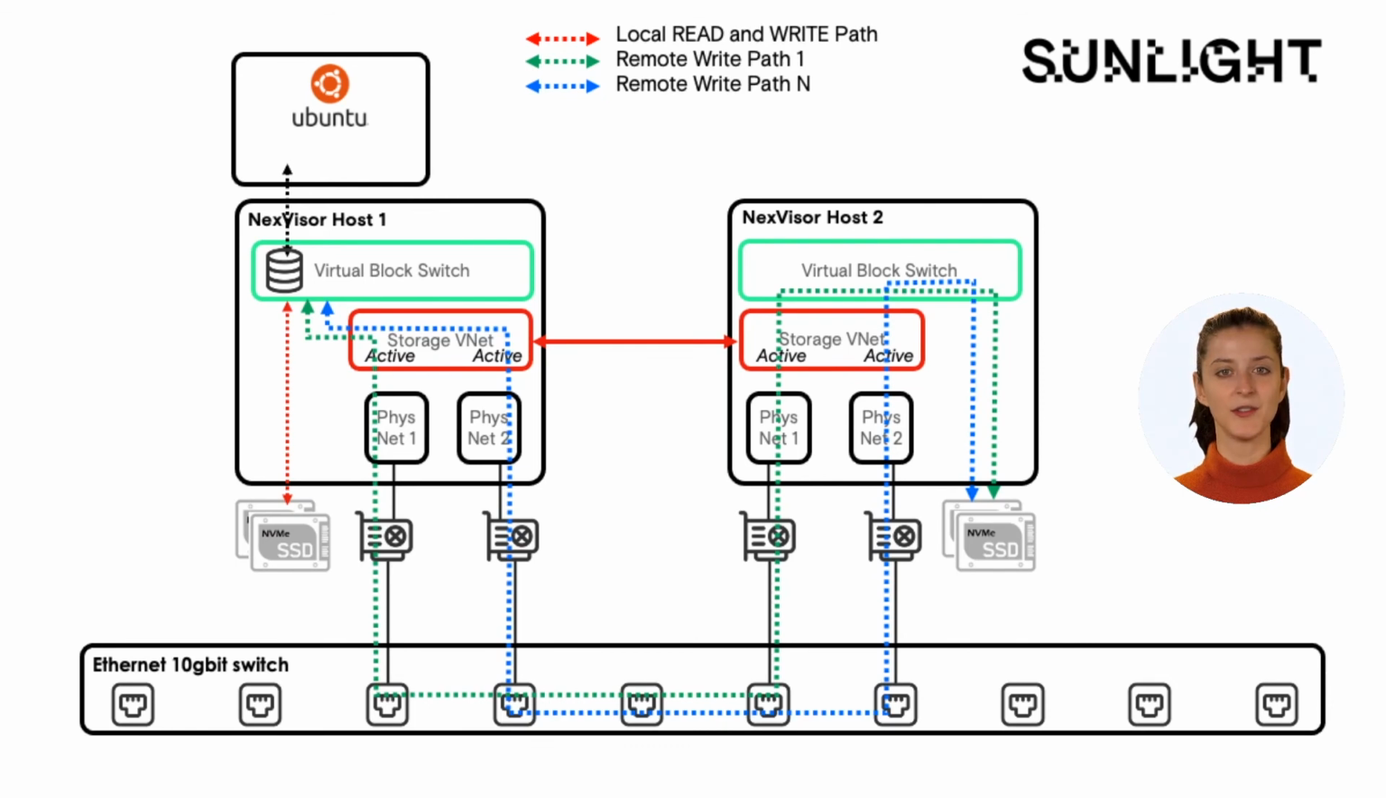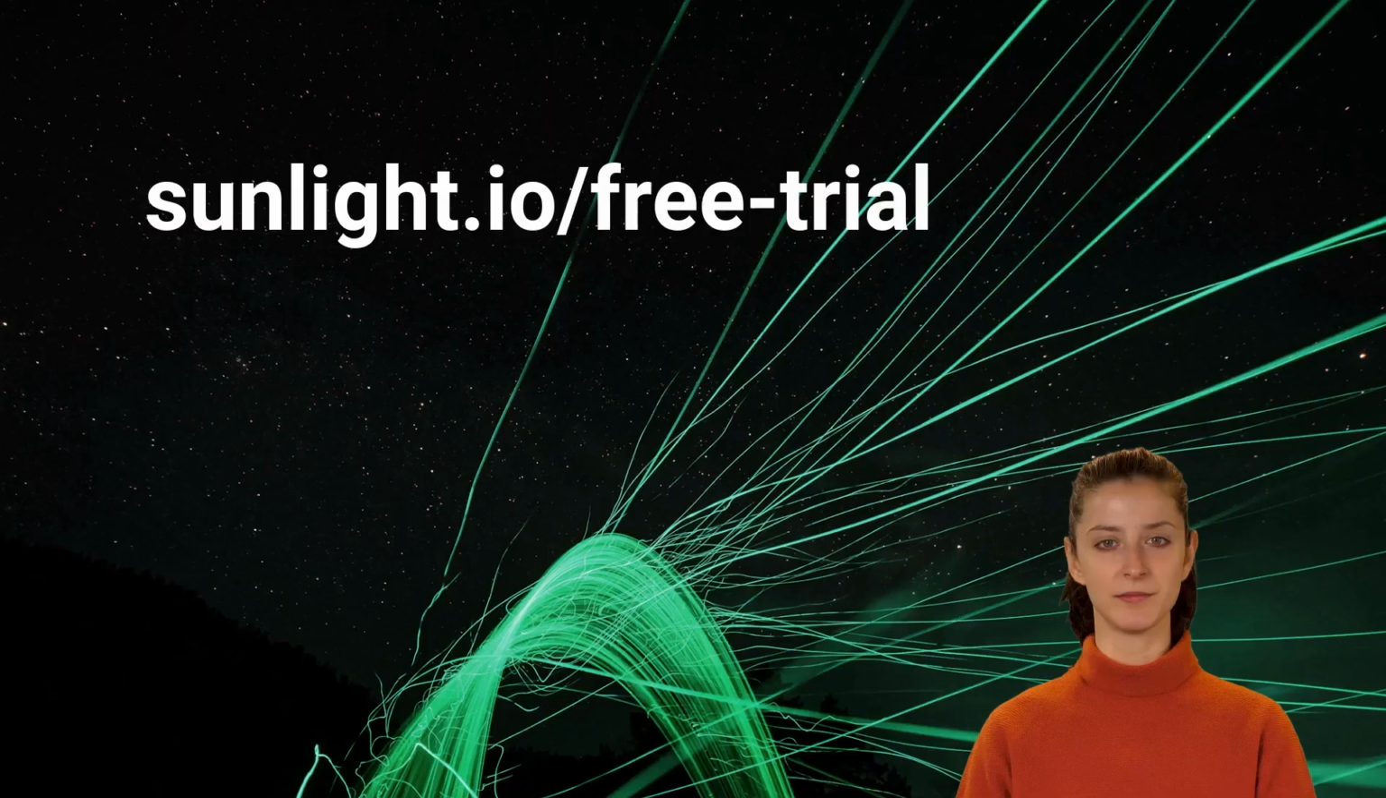The same is true for every logical NIC path available between the hosts. The virtual block switch will transmit an outbound write request over each logically connected and healthy network path to parallelize the transmission of the data packets and to minimize the network transmission latency. The good news is that all this optimization and clever routing is managed for you. All you have to do is power on a cluster, attach it to your network, and then let Sunlight do the rest.